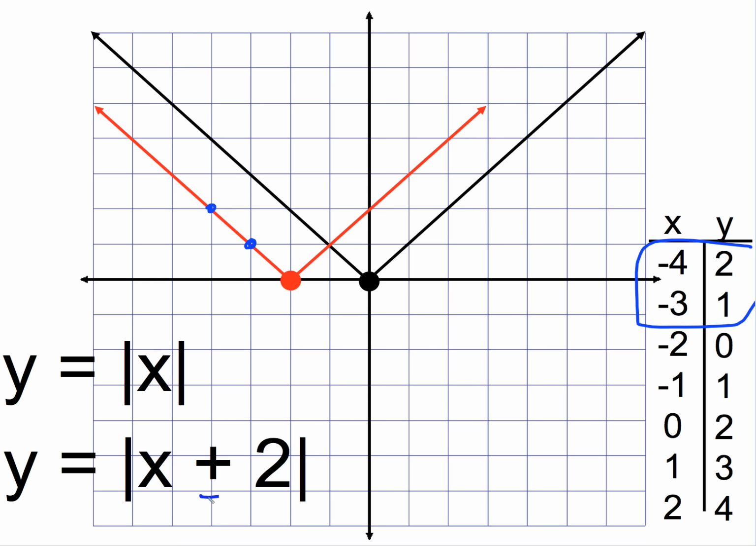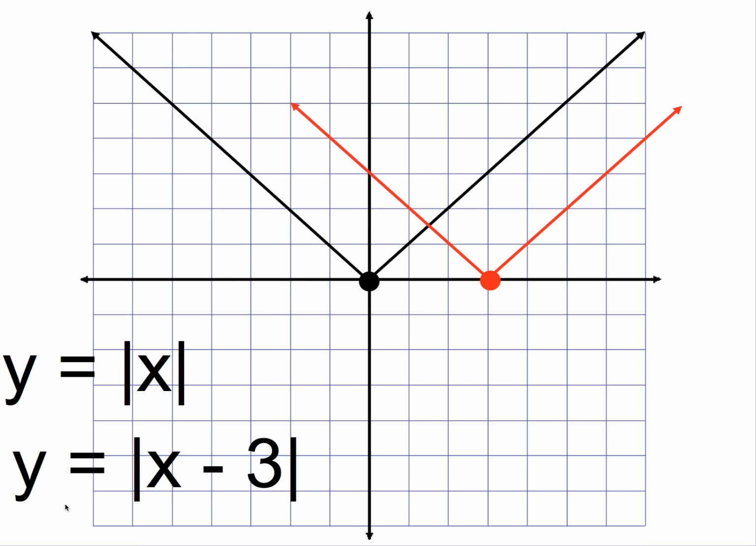Okay, one more now with a minus in this position. So let's take a look. Y equals the absolute value of the quantity of x minus 3. The whole thing is in the absolute value symbol. And since it's a minus, I'm actually moving to the right. And since it's 3, I'm moving to the right 3 spaces and making the graph.